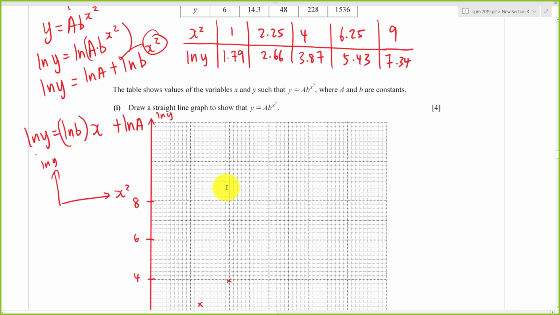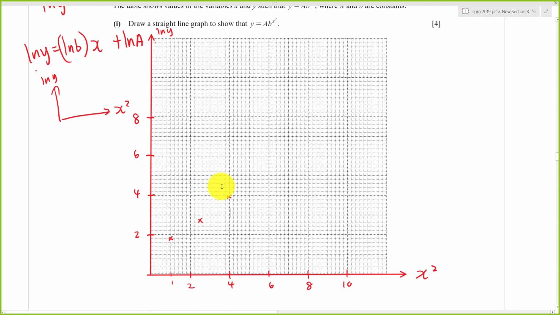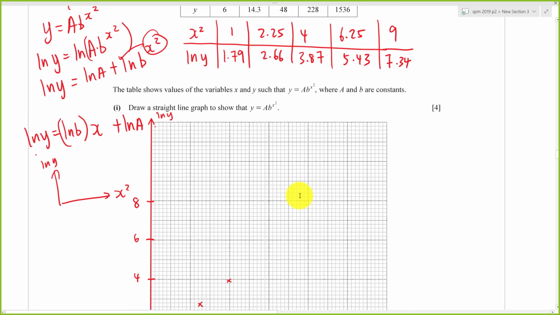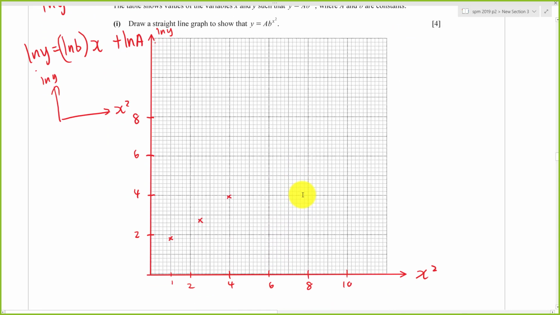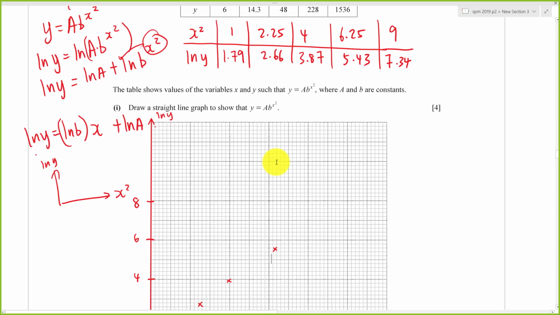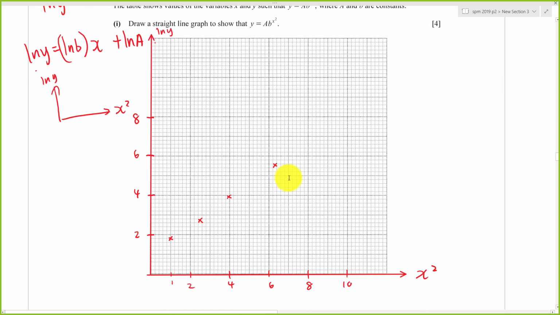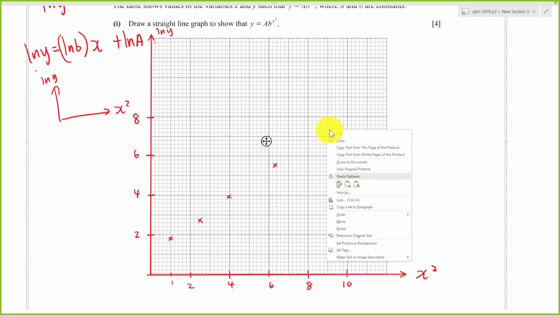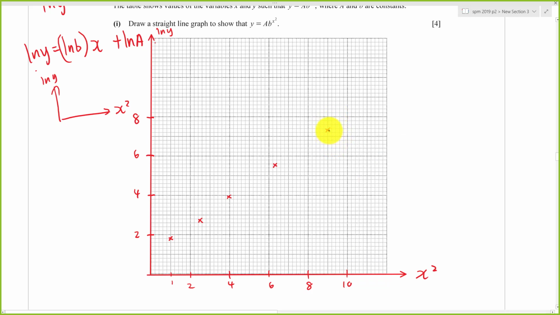And then 6.25 and 5.43. 6.25, and then we want 5.43, somewhere here. And then 9 and 7.34. 9, 7.34, 7.2, 7.34 somewhere here.